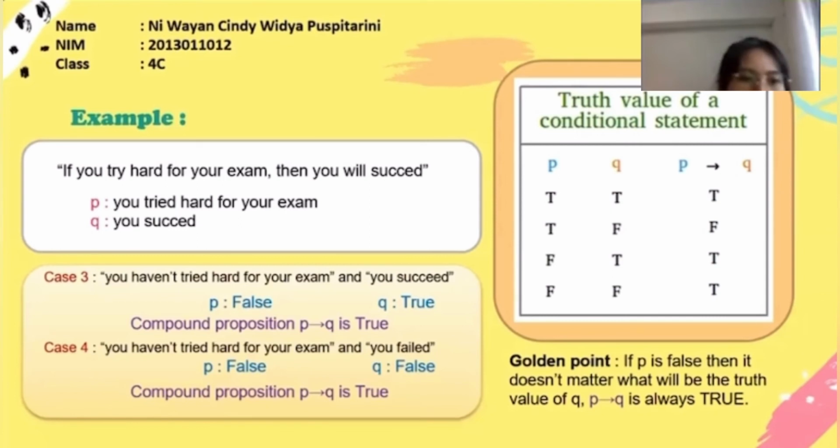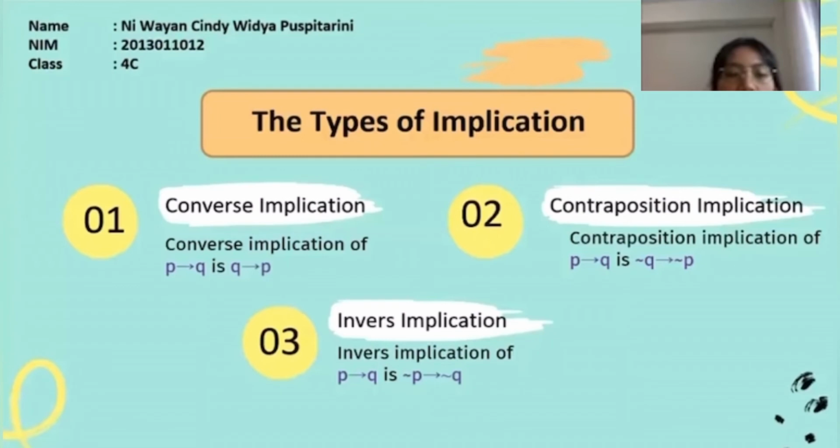The last, case number 4: you haven't tried hard for your exam and you failed. It means P is false, Q is false, and then P implies Q would be true. The golden point we need to understand is if P is false, then it doesn't matter what the truth value of Q is, P implies Q is always true. Next.